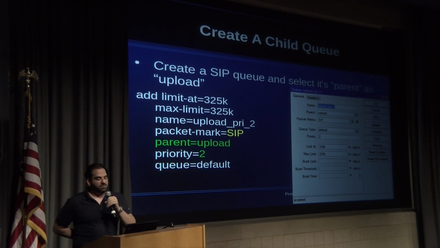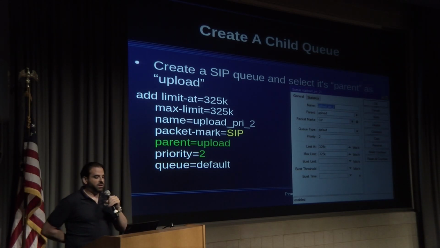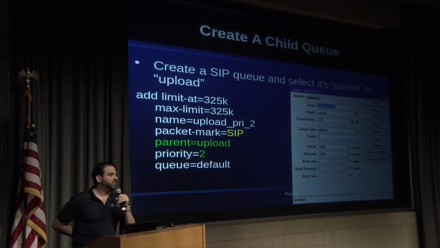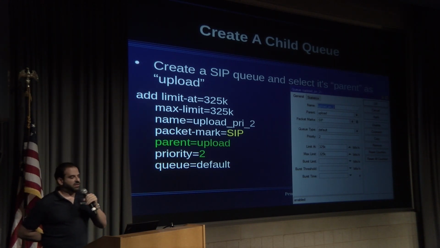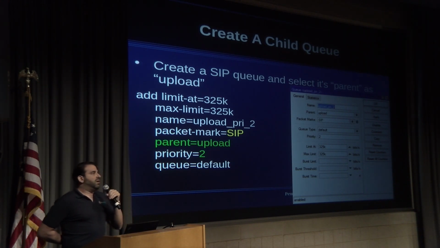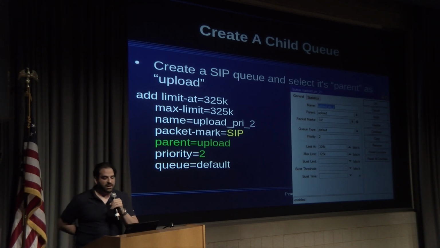And you could do the same thing for your SIP packets. The parent, again, is going to be upload. Your packet marks are going to be SIP. And the queue type, again, default, priority. This one's going to be 2. I chose this one to be 2 because my SIP packets are all TCP. If there actually is a drop packet, it'll be retransmitted. Okay, so that's why I did that.